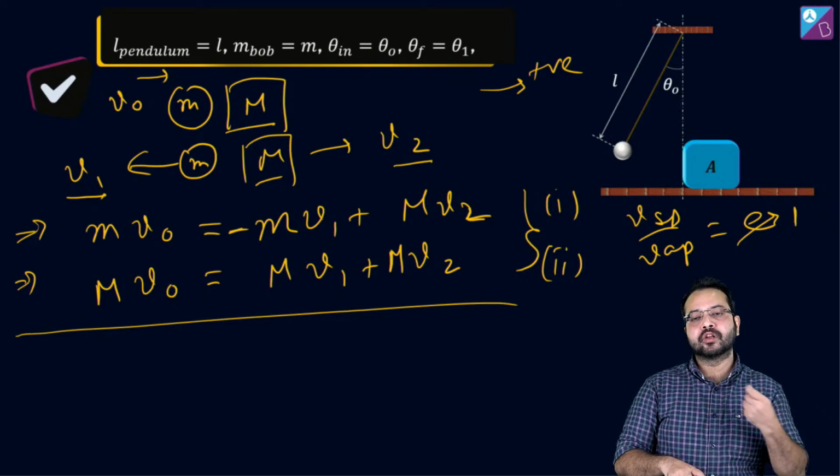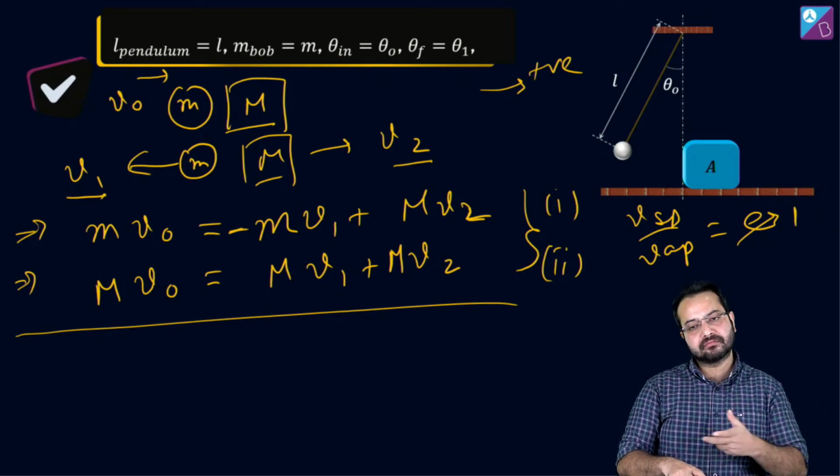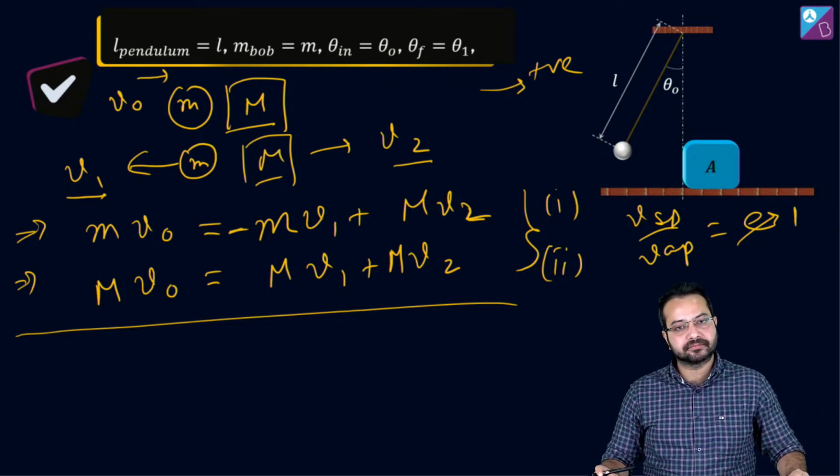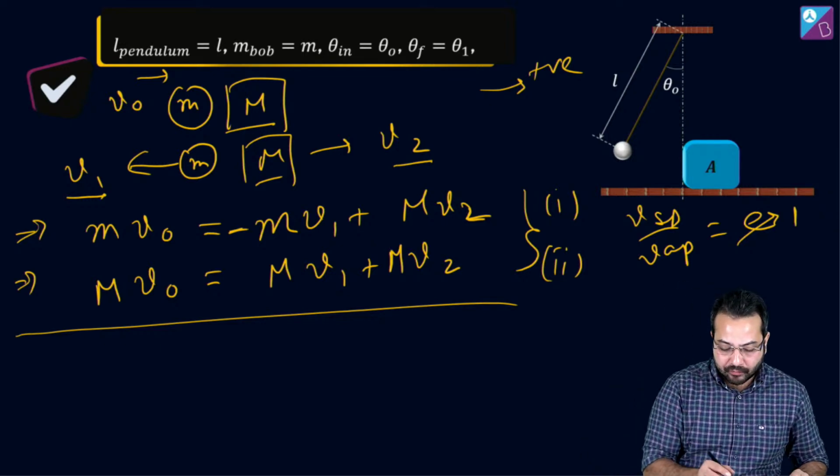We need to find capital M. So what is the use of V2? V2 has no use. So we'll eliminate V2. Correct? Okay, so now we are subtracting it.